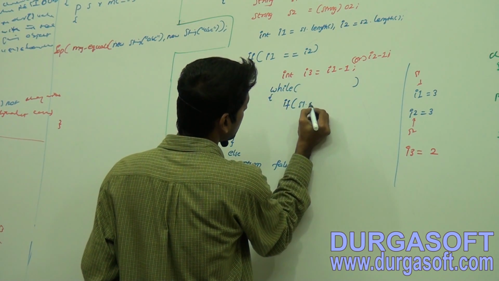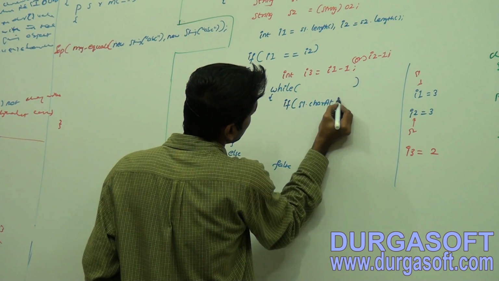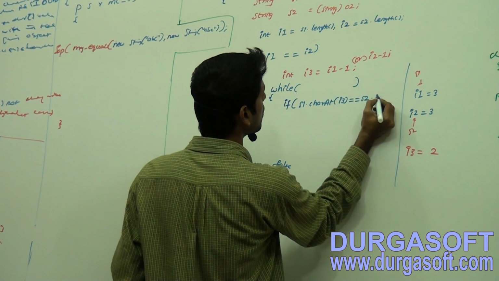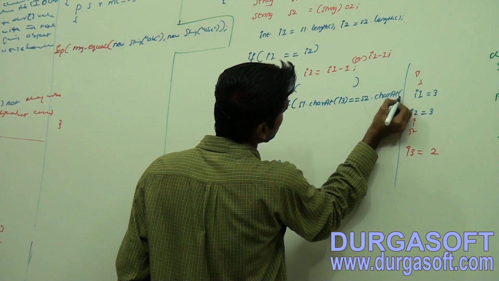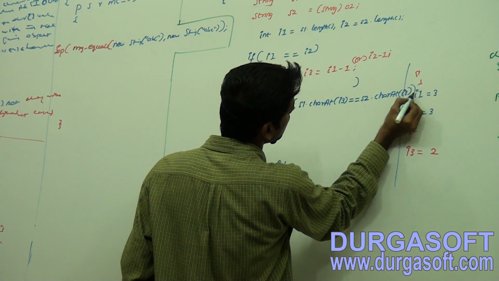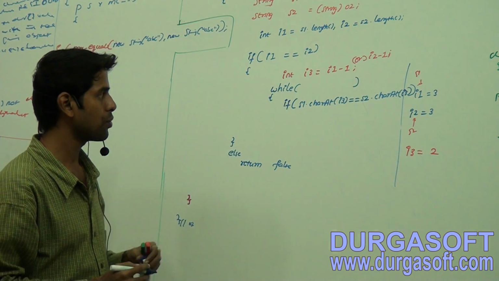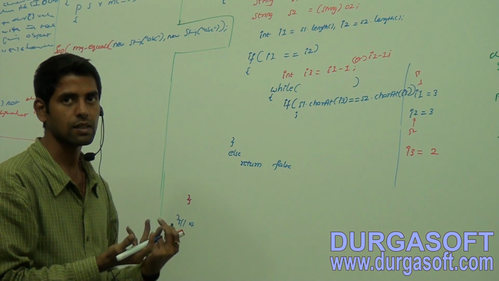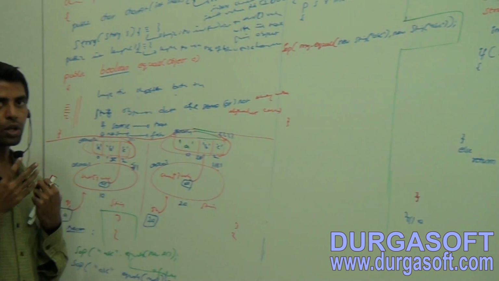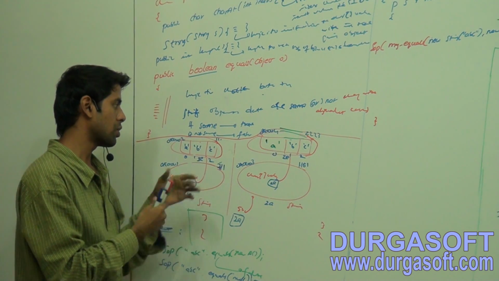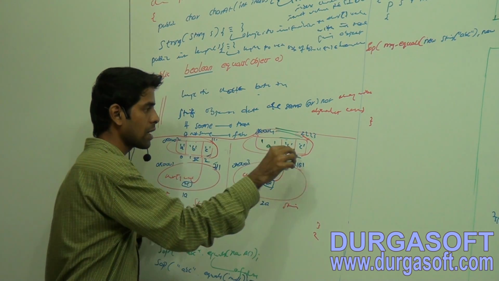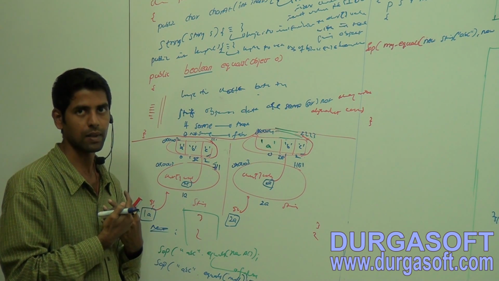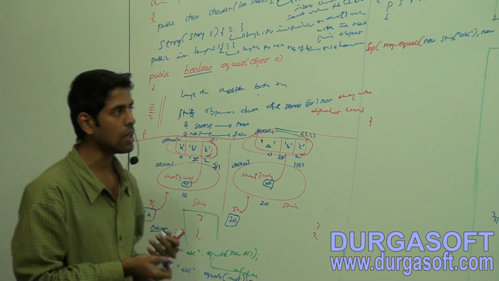Okay, now observe. If s1.charAt(i3) equals s2.charAt(i3), getting i3, do nothing. Yes, it is true means okay, I'll sit calm. If these two index characters are same, I'll sit calm. Yes, it is going according to me. Getting? And now observe here.